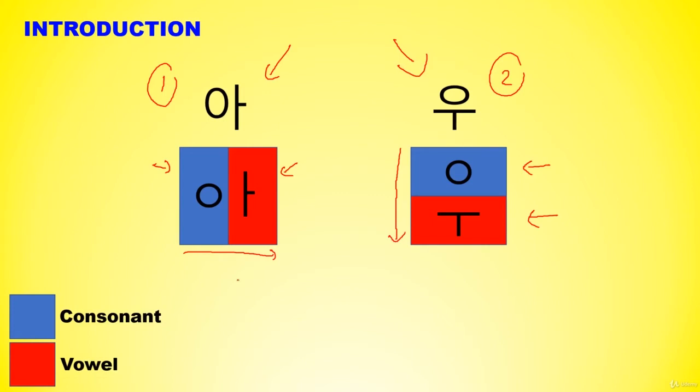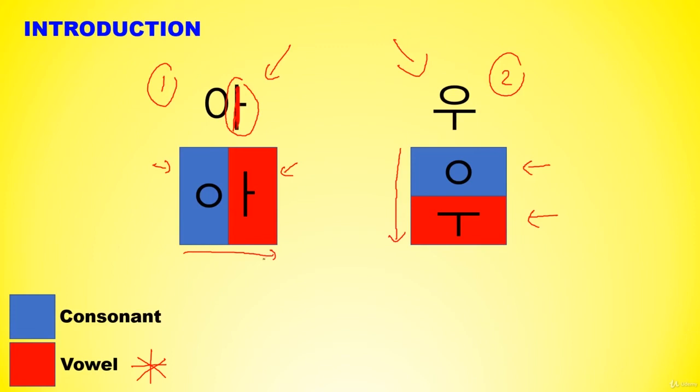In fact, in order to determine whether a character should be in left-right orientation or a top-down orientation, we need to look at the vowel. Notice that in example 1, the vowel is this symbol over here. Notice that there is a main stem to the symbol over here. And the main stem over here is a vertical main stem. And since the main stem is vertical, it should be written in the left-right orientation.